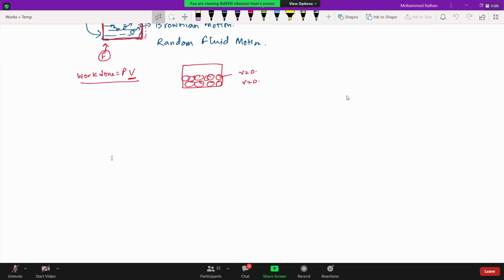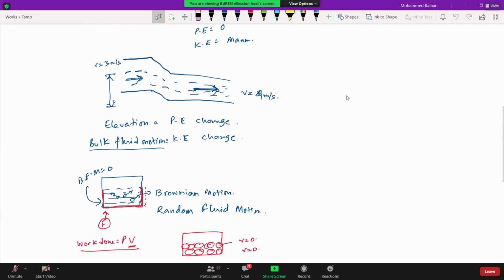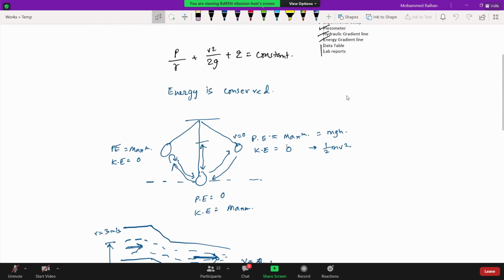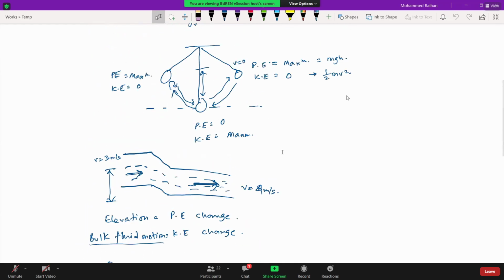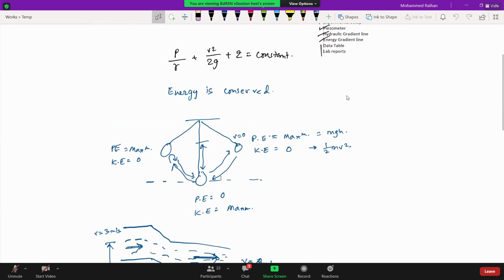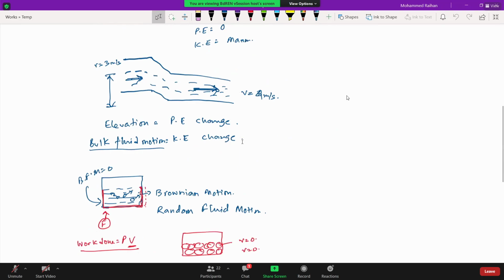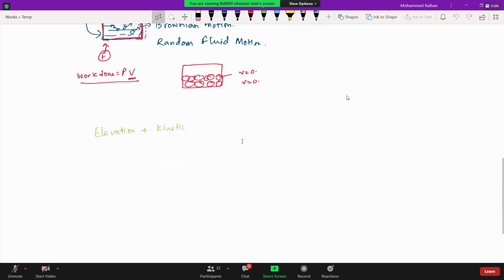So now for fluids, how many different types of energy are there? One is elevation energy, which is due to height difference. This is similar to potential energy. Another one is kinetic energy, which is the same as half mv square. For fluid it is the same, half mv square, right? And another one will be due to pressure, right?